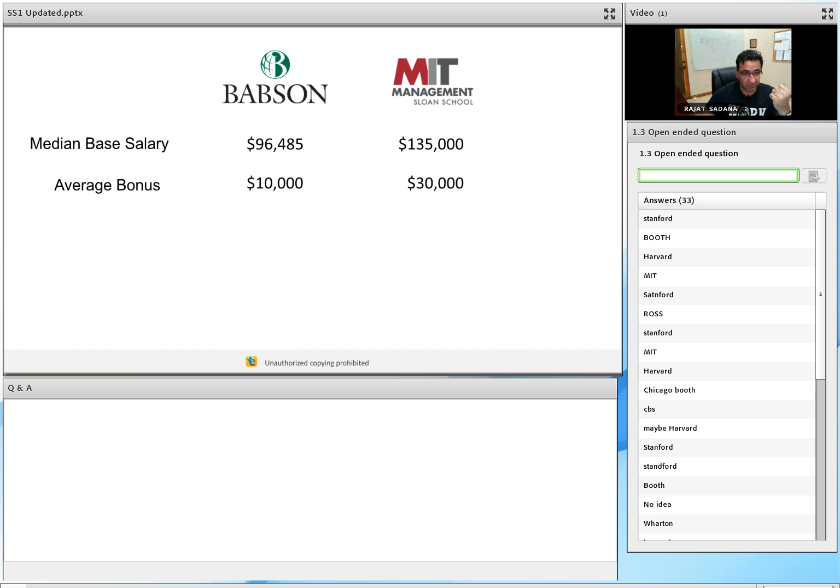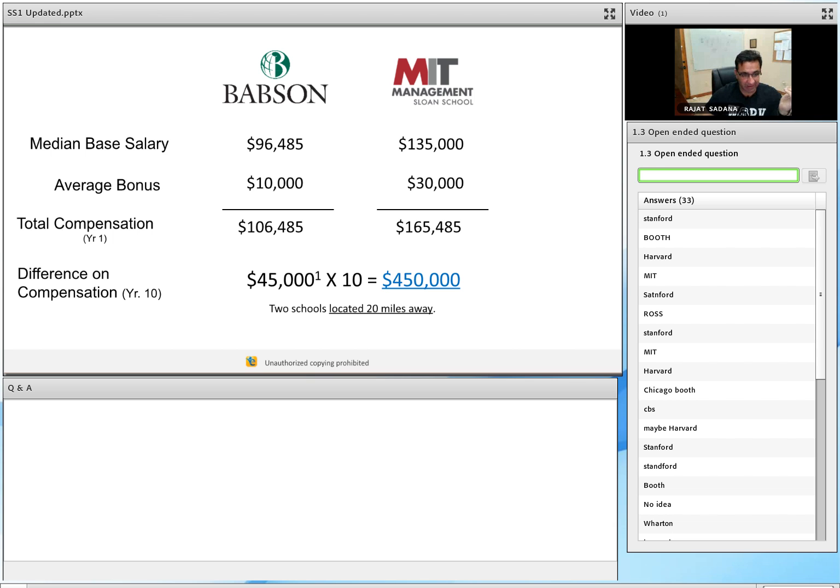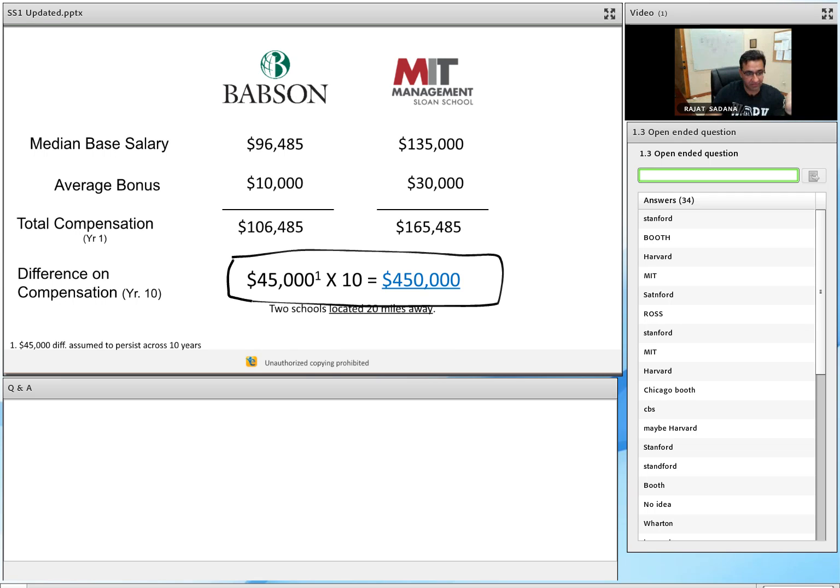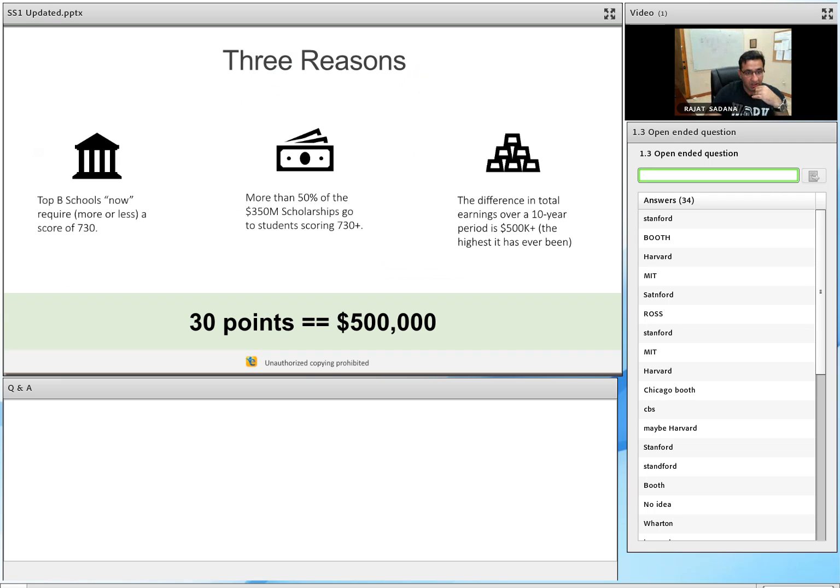So if you compare these two schools, median starting salaries, the delta is about 40 grand. If you add the bonus, the delta comes to about 60 grand or so. But even if you keep the delta at about 45 grand per year, and even if that delta remains constant across those 10 years, which is a conservative estimate, that's about 450K. So essentially three reasons to really get that high GMAT score.